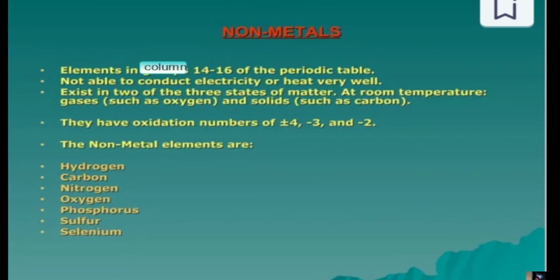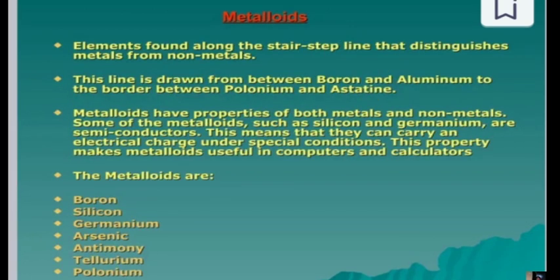When you now consider your non-metals, they are found in column 14 to 16 of the periodic table. They are not able to conduct electricity or heat very well, and they exist in 2 or 3 states of matter. At room temperature, they are gases such as oxygen, and then some of them exist as solid at room temperature, such as your carbon. They have varying oxidation states ranging from +4 or -4 to -1. The non-metals elements include hydrogen, carbon, nitrogen, and so much more that you will find in the periodic table.